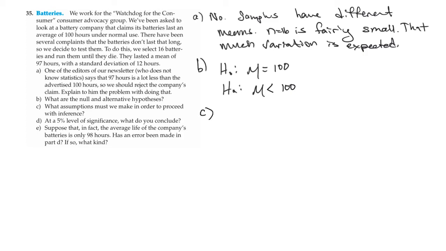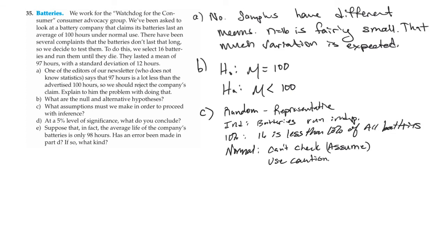Okay, in part C, we are going to check all the assumptions and conditions in order to proceed. So, randomness, we can assume that these batteries may or may not be random. I don't know if they mentioned that in the paragraph anywhere, but we can assume they're representative. Batteries definitely run independently. This 16 is less than 10% of all batteries at that time.